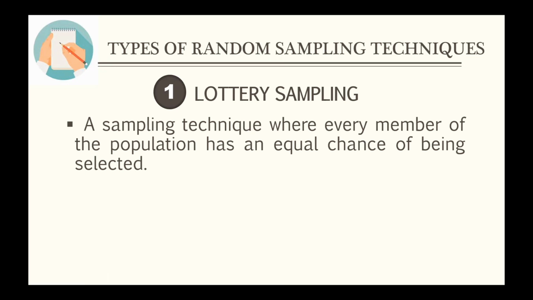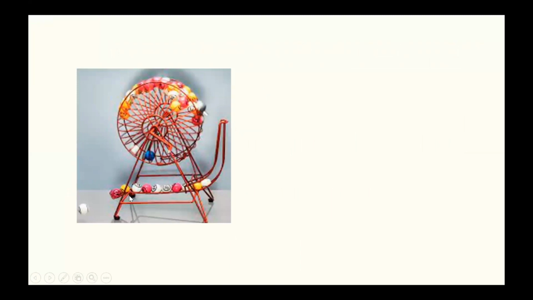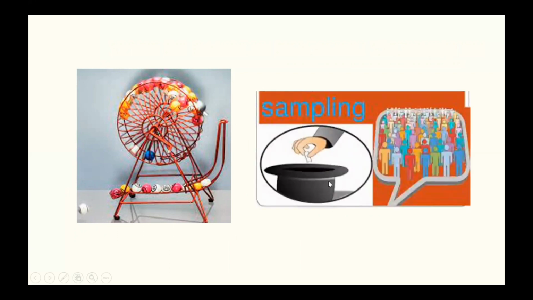The first type of random sampling technique is lottery sampling. This is a sampling technique where every member of the population has an equal chance of being selected. In other references, this is also known as fishbowl technique. It is simply writing the names or numbers of all the individual members on small rolled pieces of paper, then placing them in a container. This is used in lottery sampling to ensure that the numbers are well mixed. Or you can do it manually: you can just have the paper with a number, then the researcher or the teacher will just pick a paper from a bag or from a container.